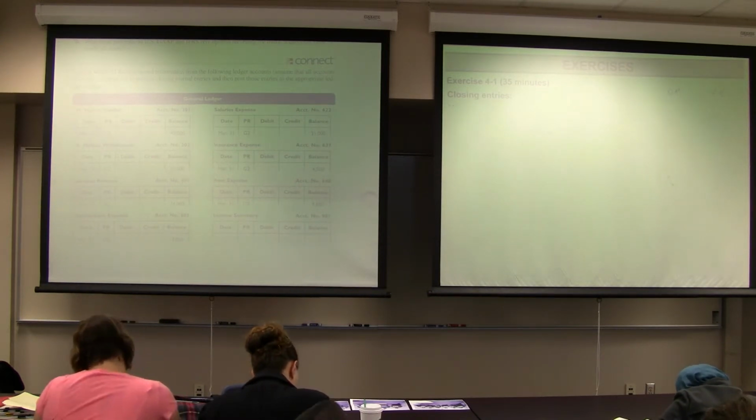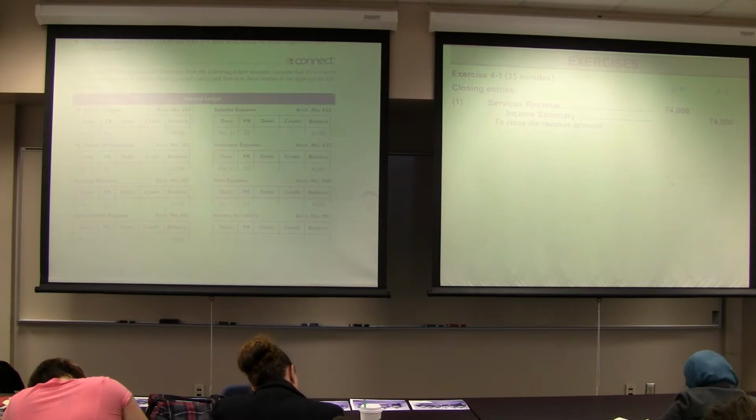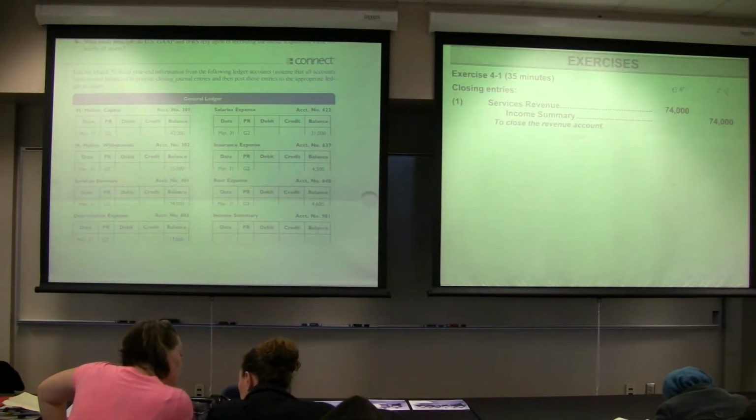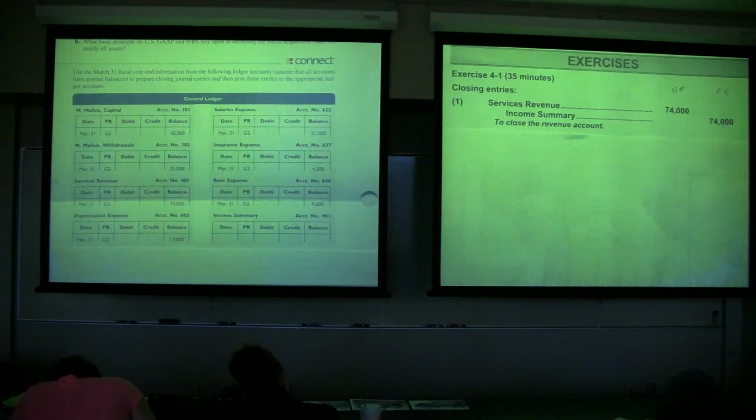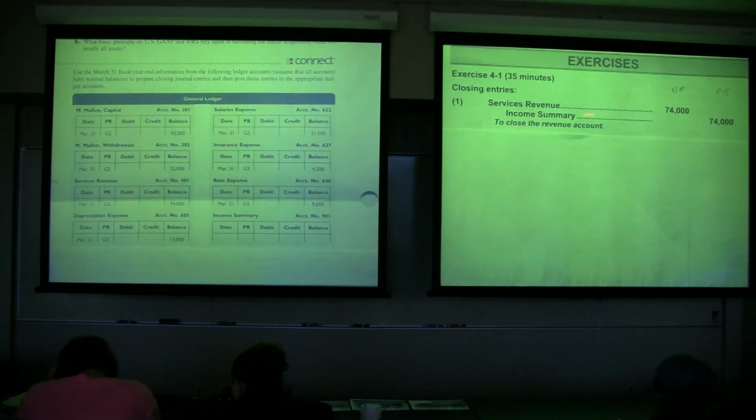All right, so here's the first one. You okay with that? I'll turn down some of the lights so that's more readable. So step one is you close revenue to income summary. You're going to debit the revenue and credit income summary. Here's the service revenue as a credit balance. So you debit service revenue, you credit income summary.